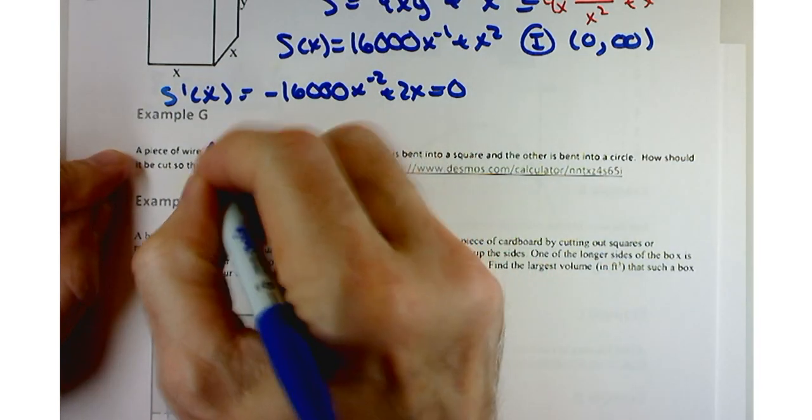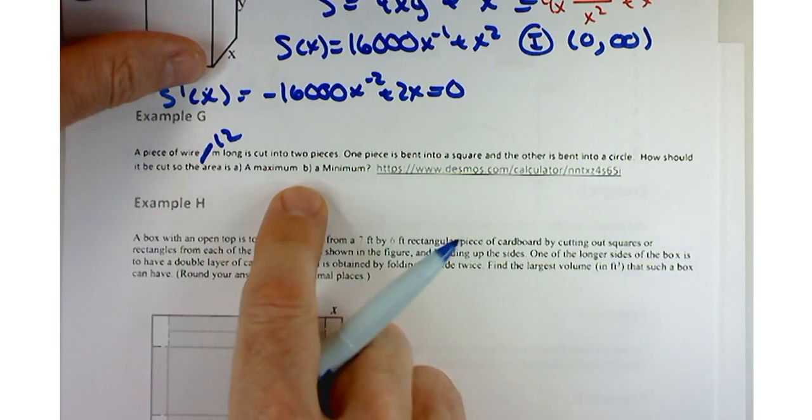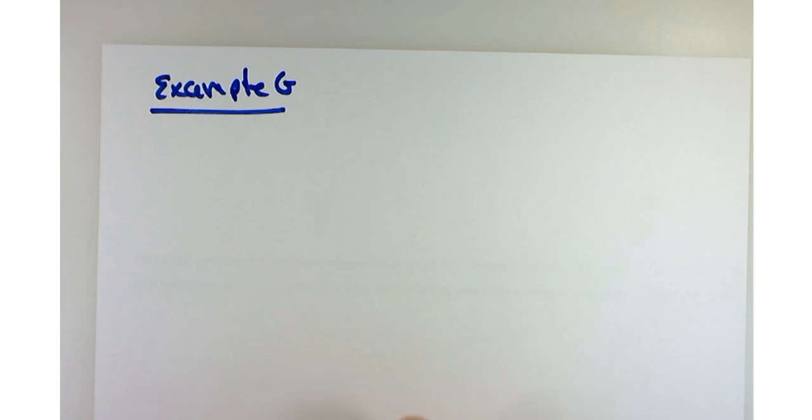A piece of wire is 6 meters long. Let's make that 12 meters long just for this particular problem. It is cut into two pieces. One is bent into a square, the other is bent into a circle. How should it be cut so that the area is a minimum or the area is a maximum? So you're actually asked to find both in this particular case. So a little bit different there.